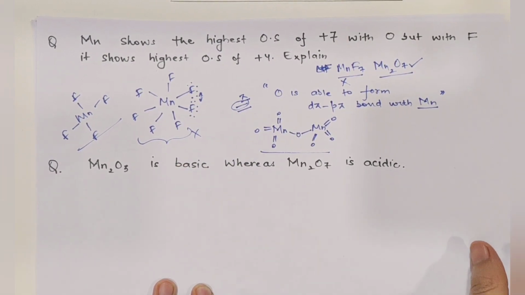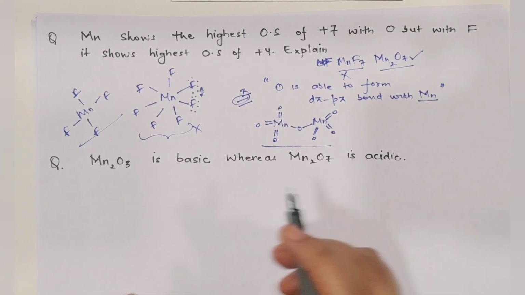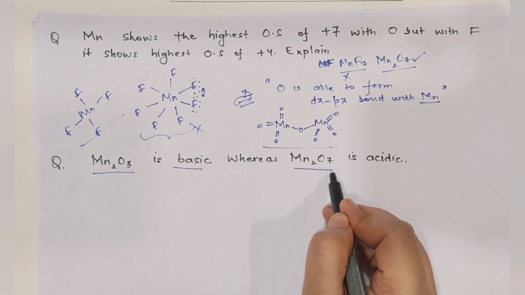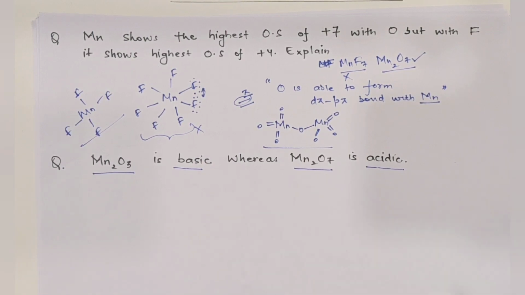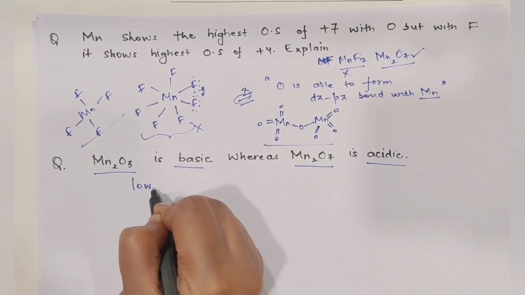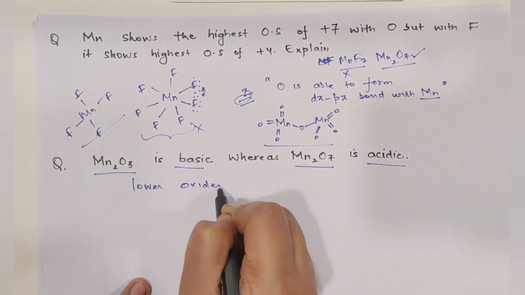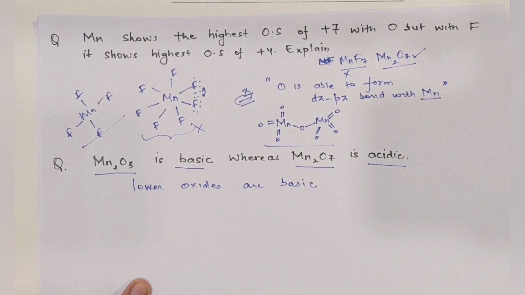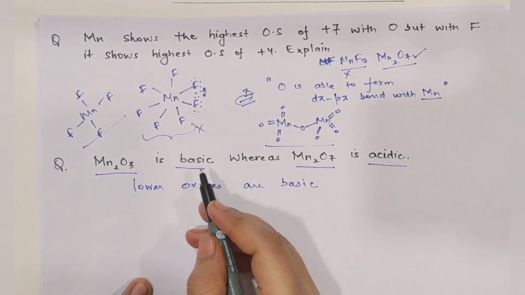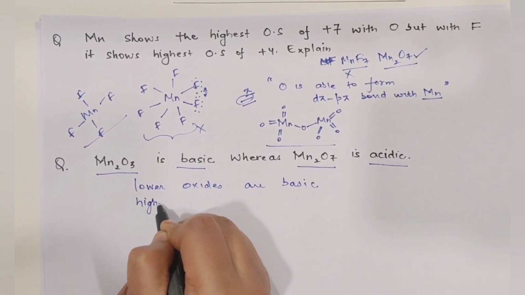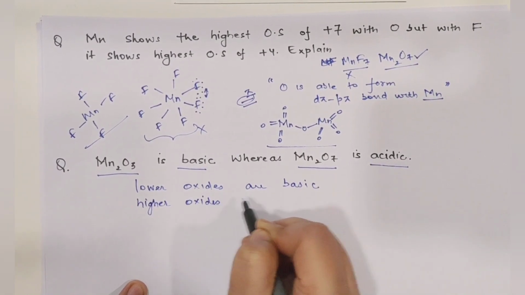Okay. Now, the next question is, Mn2O3 is basic, whereas Mn2O7 is acidic. Now, this is a universal truth that lower oxidation state, lower oxides are basic for any compound, for any ion, any element. Lower oxides are basic and higher oxides are acidic.